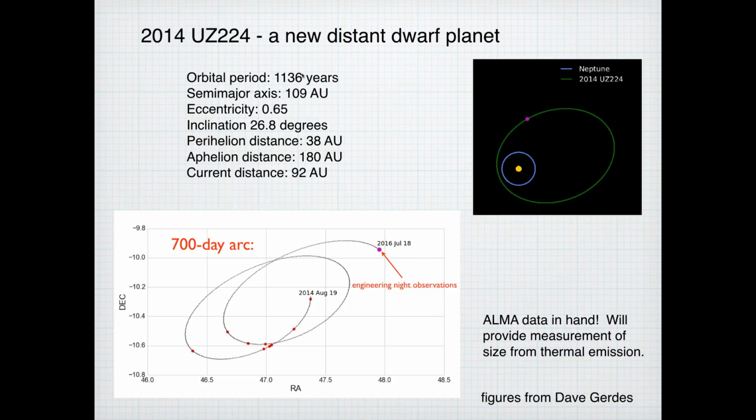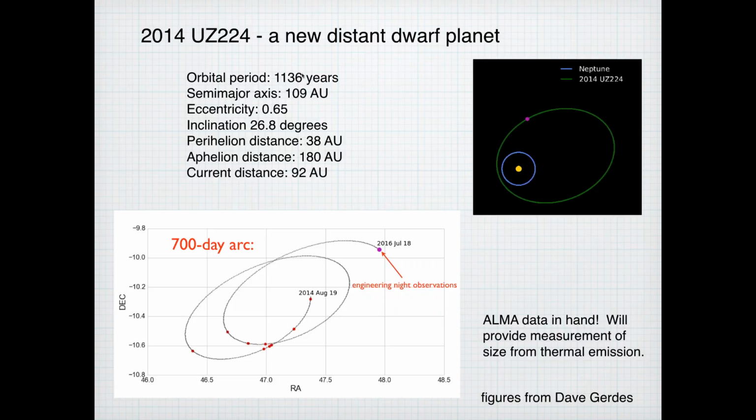On the top right is the orbit of this new dwarf planet that we found. It has a not-so-catchy name, 2014 UZ224. And you can see that orbit in comparison to Neptune. It does come a little close to Neptune, but we've determined that the orbit of this dwarf planet is stable. It's not affected by Neptune.